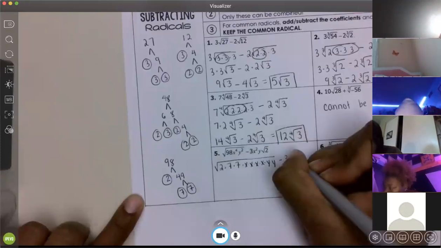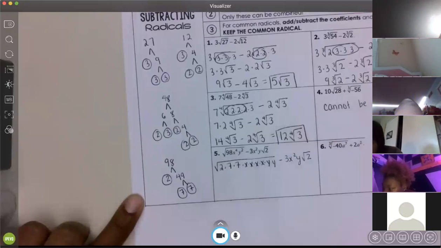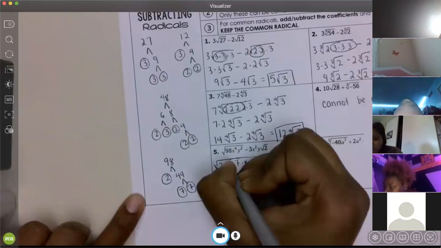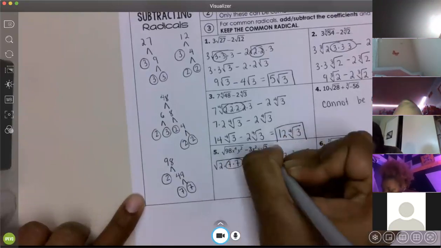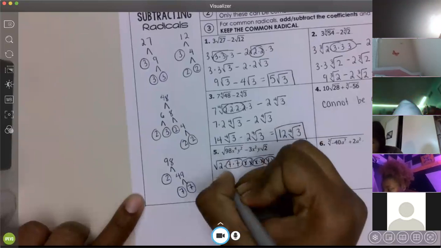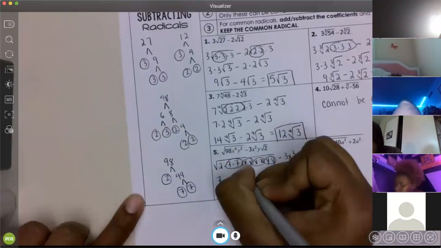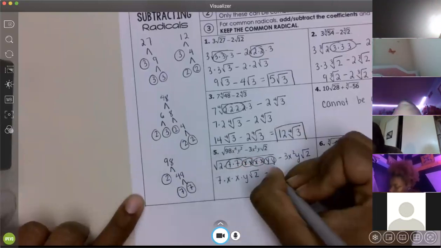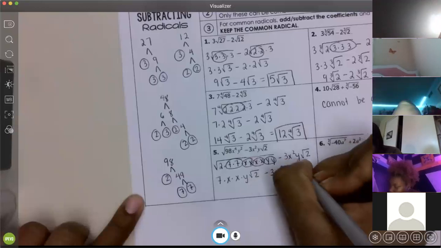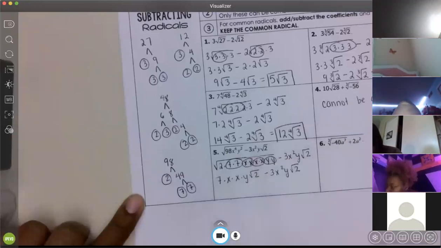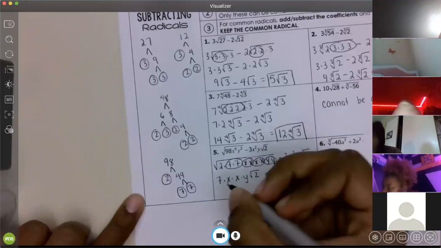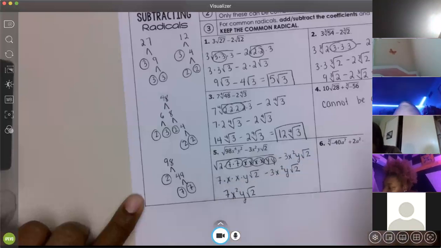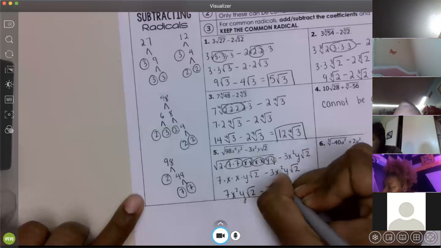Minus 3x squared y square root of 2. Like Nancy said, the index is 2, so I'm going to circle pairs. So I can take out a 7, I can take out an x, take out another x, take out a y, and we're left with square root of 2 underneath the radical, minus 3x squared y radical 2. 7 times x times x is 7x squared y, square root of 2, minus 3x squared y, square root of 2.